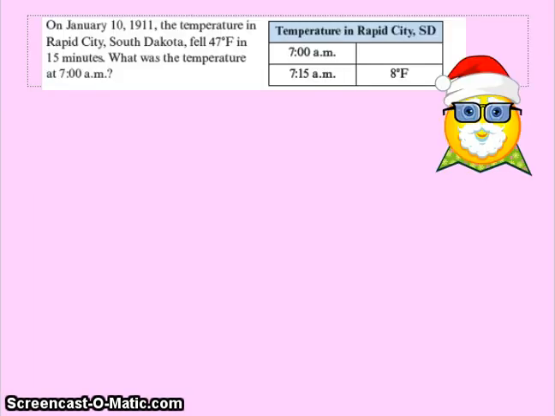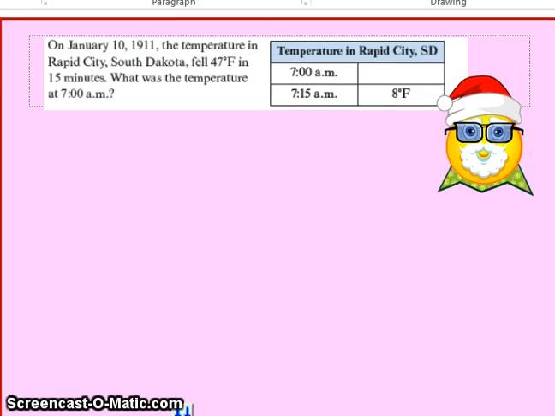Alright, finally we have another example. This needs to be in your notebook. On January 10th, 1911, the temperature in Rapid City, South Dakota fell 47 degrees in 15 minutes. What was the temperature at 7 a.m.? Okay, so we know it fell 47 degrees from 7 a.m. So we have some temperature that we don't know at 7 a.m. Now, since it's a number that we don't know, we're going to call it x.